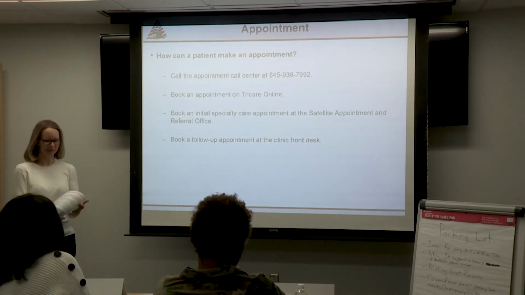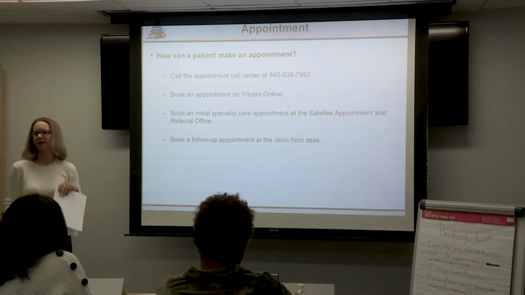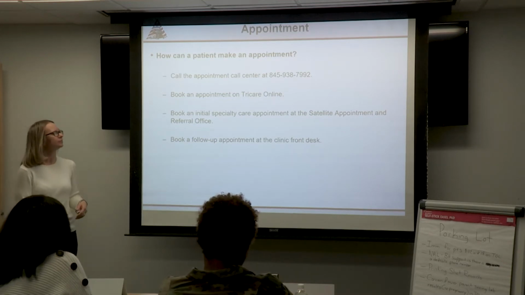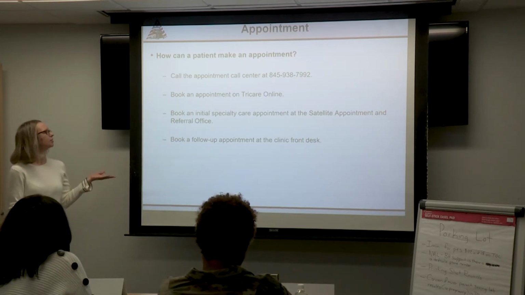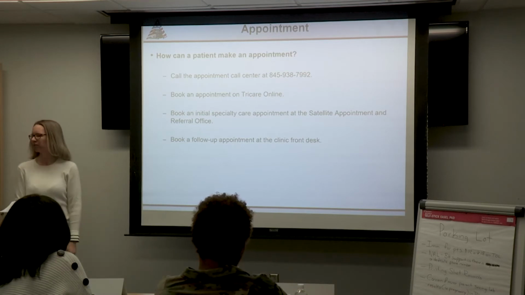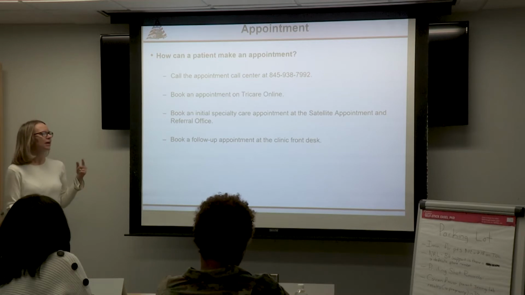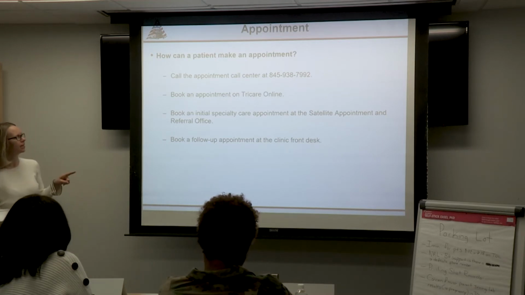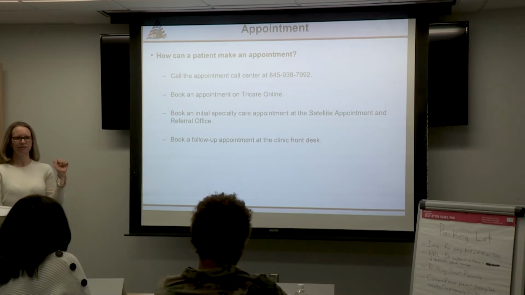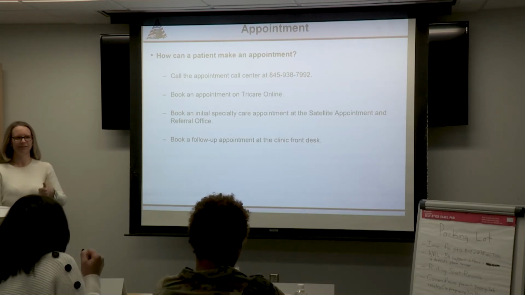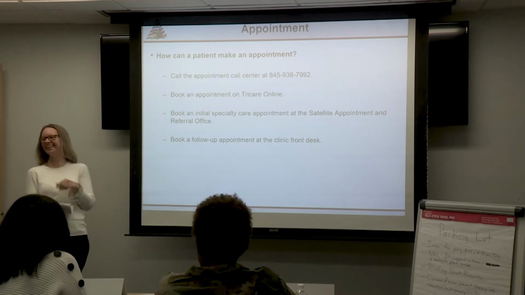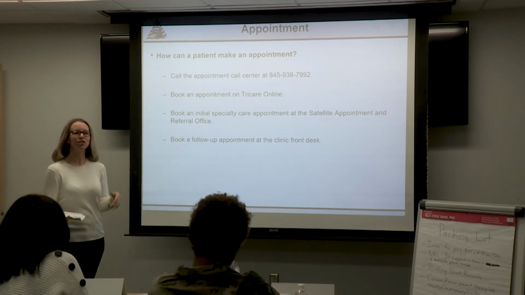So how can a patient make an appointment? We've talked about several ways. They can call the appointment center line. They can book it through TRICARE Online, which we talked about yesterday. They can book an initial specialty care appointment at the satellite appointment and referral office. Who knows what that is and where that is? All right. So it's new also.